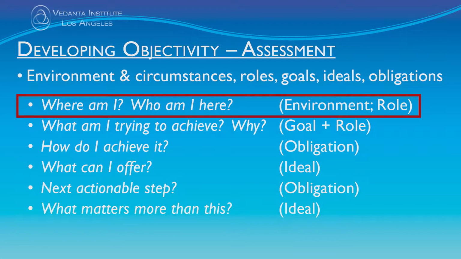So we start off. He says you analyze environment and circumstances, roles, goals, ideals, and obligations. So the first is, where am I? And who am I here? We have to be clear on this. You can take any simple example right the way through to much more significant examples. But let's say a family situation. Where am I? I'm at Thanksgiving. Who am I here? I am the newest son-in-law in this environment.